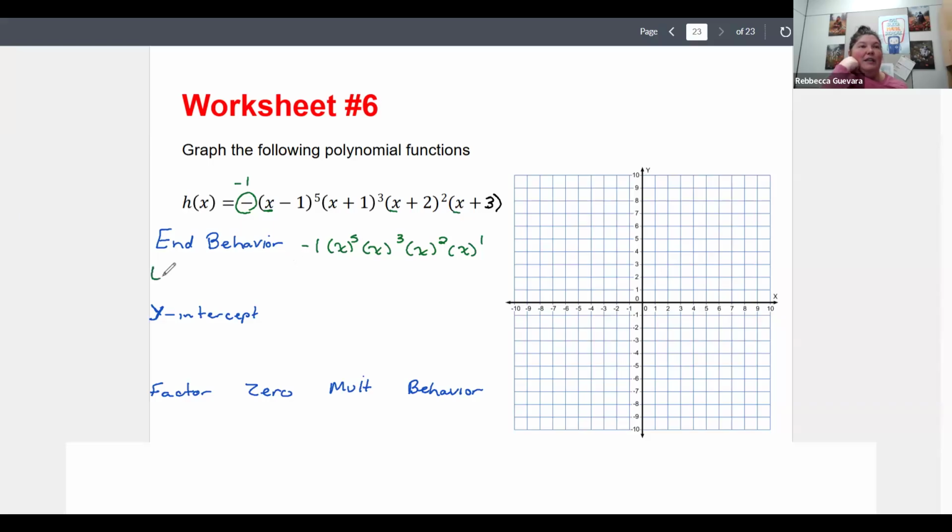So I'm getting a leading term, like I said, without having to FOIL this whole thing, or distribute or expand. We're going to get a leading term that is going to be negative x to the 5, 6, 7, 8, 9, 10, 11. So it's an odd power.